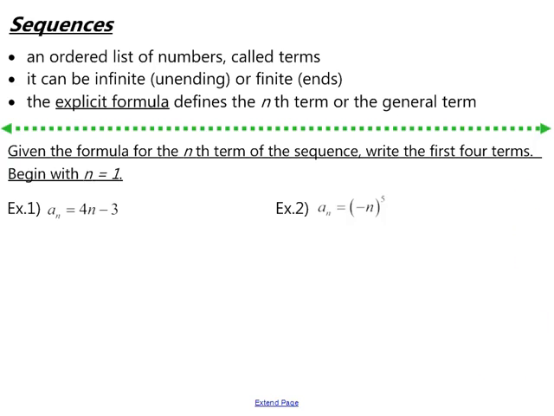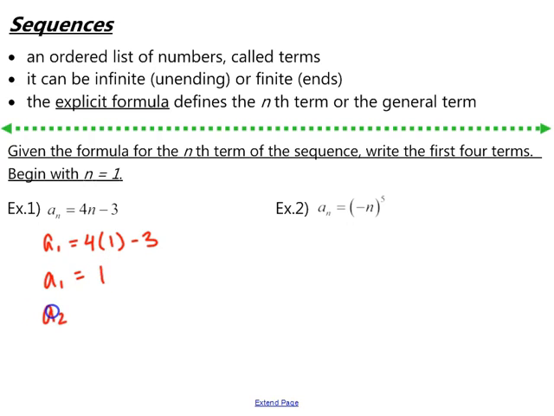If we're given the formula for the nth term of the sequence, we need to be able to write the first four terms beginning with n equal to 1. So what this means is that when we're given a formula, this is written with the nth term in mind. We want to start with n equal to 1 and write the first four terms. So a sub 1 is the number when we substitute 1 for n. When we simplify this, we're going to get a sub 1 is equal to 1.